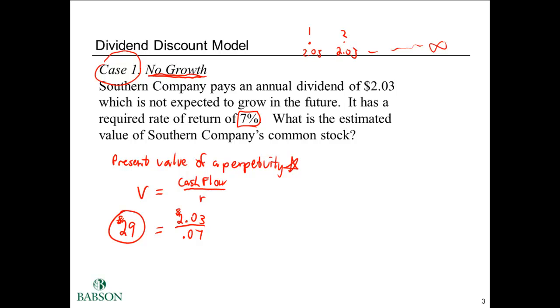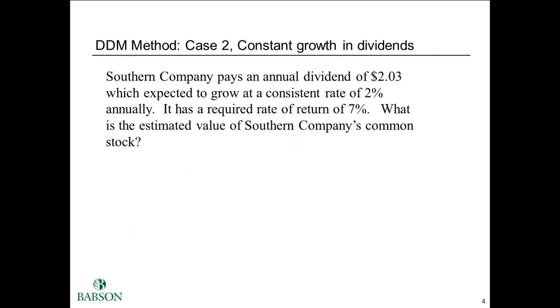Now, Southern Company stock is currently trading for over $40 a share. They are paying a dividend annually of $2.03. So something else is going on. Either the dividend is expected to grow in the future, or our required rate of return that we're using is off, or maybe the current price tag for Southern Company stock is a little high. Regardless, if we are not expecting the dividend to grow going forward, then we would value Southern Company stock at about $29.